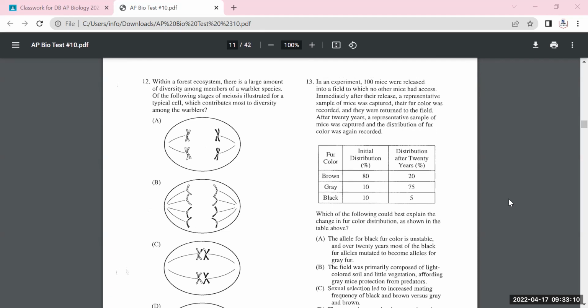Okay, next one, number 10. In an experiment, 100 mice were released into a field to which no other mice had access. Immediately after their release, a representative sample of mice was captured, their fur color was recorded, and they were returned to the field. After 20 years, a representative sample of mice was captured again, and the distribution of fur color was again recorded. Okay, so what do we see?